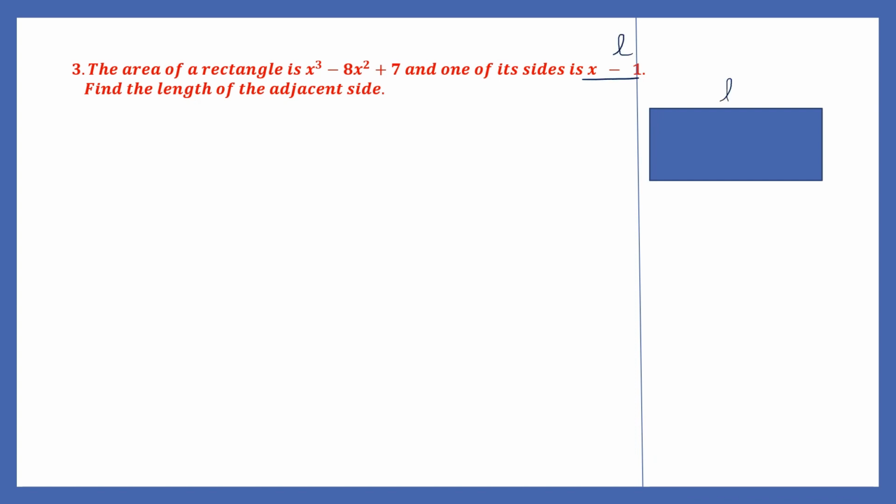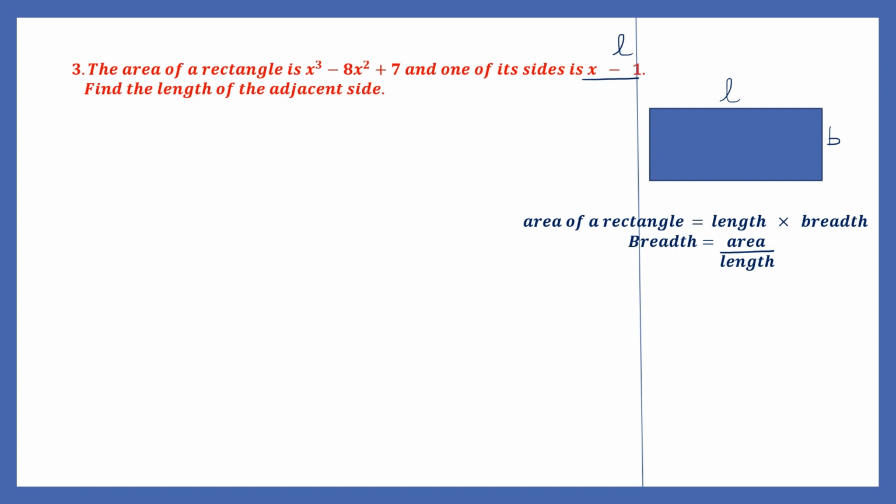That means length is given to us. We have to find the breadth. And the formula to find area of a rectangle is length into breadth. Now area is given to us, length is given to us. If we have to find breadth only, then the formula is area divided by length. To find the breadth is area divided by length.